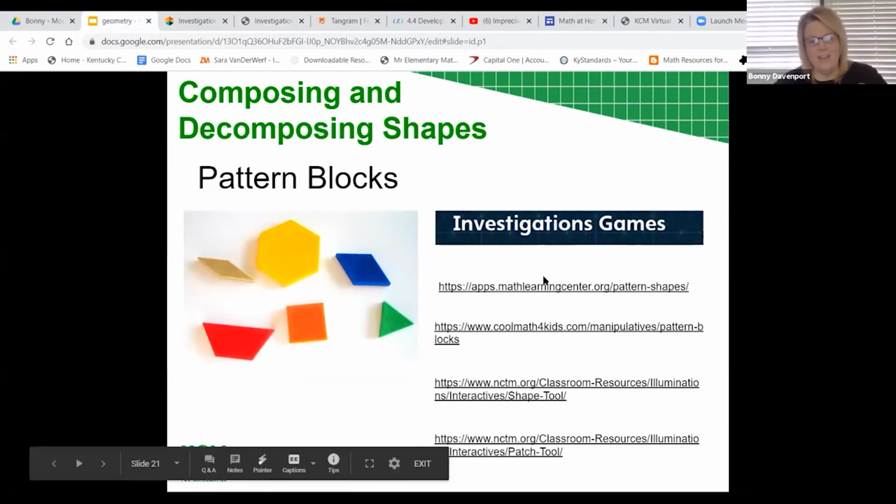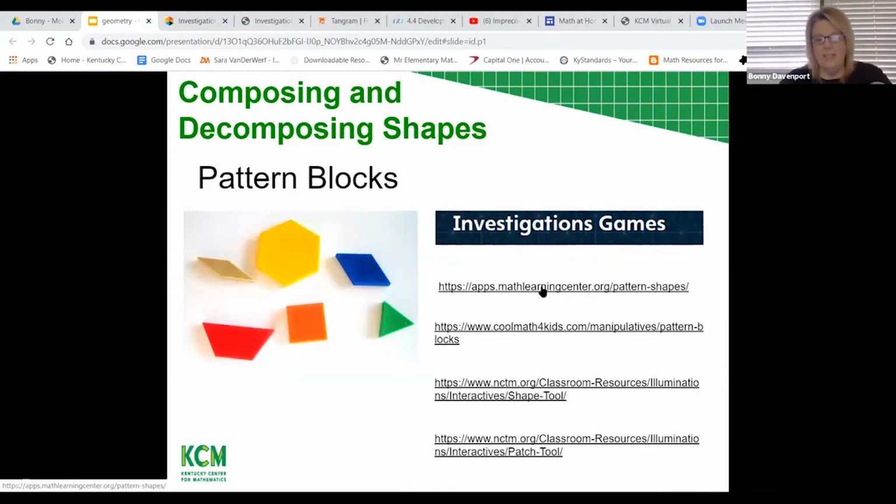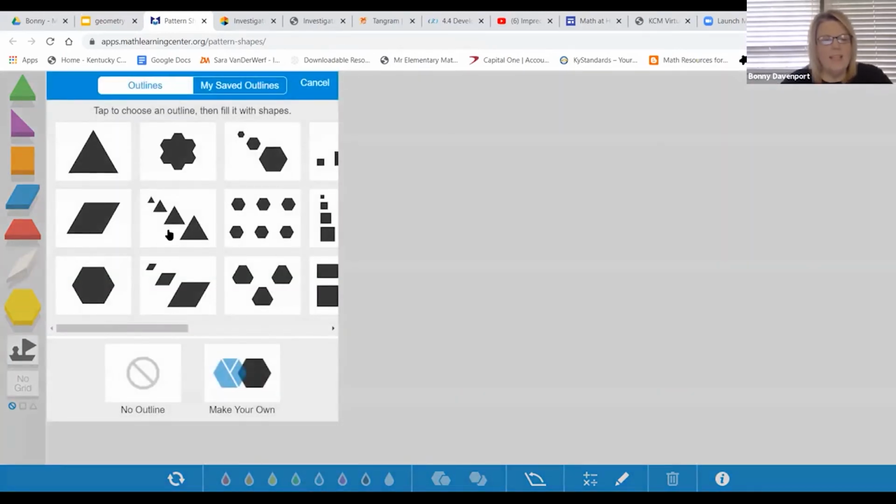And there are several websites here for pattern blocks because they all do different things. So in that one you were playing a game, and there are many games on there for geometry and different levels. And then the Math Learning Center, just like in the tangrams, you can get a picture. Oh, there we go. And I liked this one especially.